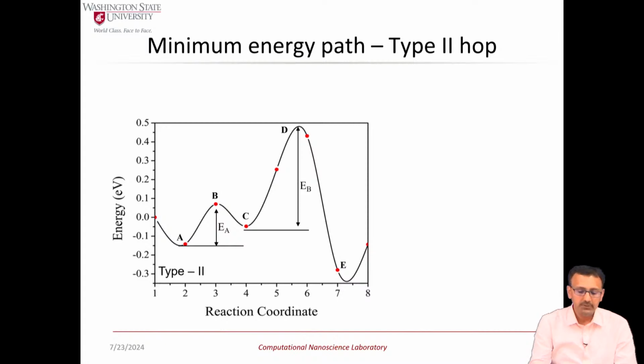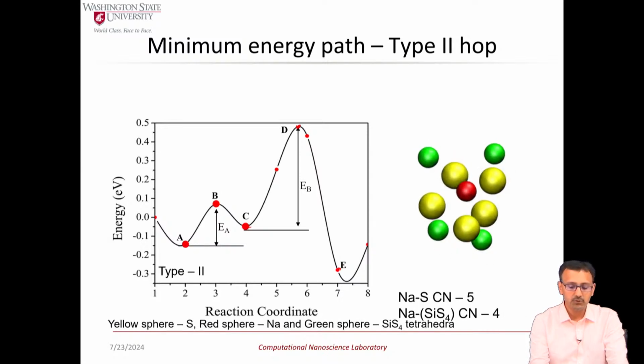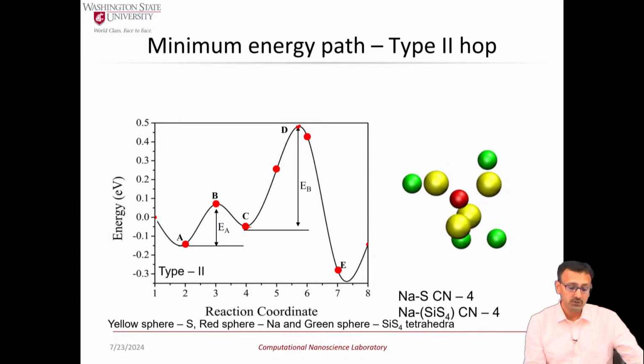Type 2 hop is shown on this slide. Here we start from this energetically favorable point A, we go through a first transition state which has a lower energy barrier, we reach a saddle point and we go to the next transition state D, which has a pretty high energy barrier EB, and finally, we end up with an energy minimum structure at E configuration. So, again starting out with 4 and 4, going to 5 and 4, then as it goes to D, you have a 3 and 4. So, it is under coordinated with the sulfur, and finally, it lands at this stable site E, which is coordinated 4 and 4 with both sulfur and silicon sulfide tetrahedral units.